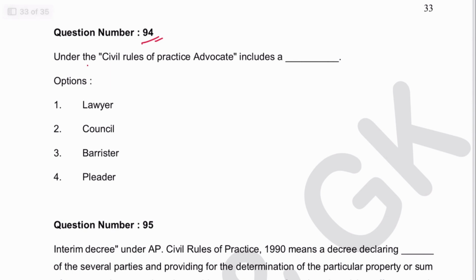Next is 94. Under the civil rules of practice, advocate includes a lawyer, barrister, pleader, or counsel. Includes a pleader. 4 is the answer, mentioned in Rule 2 Clause B.